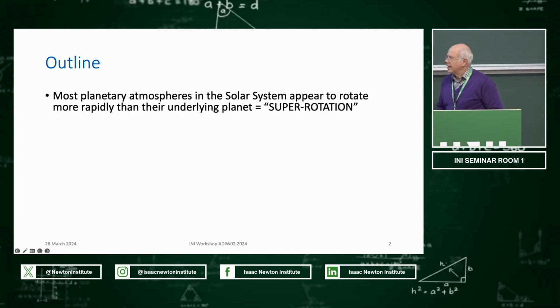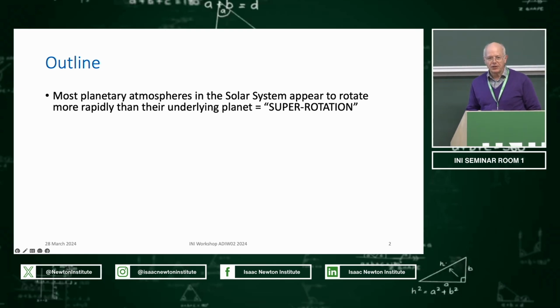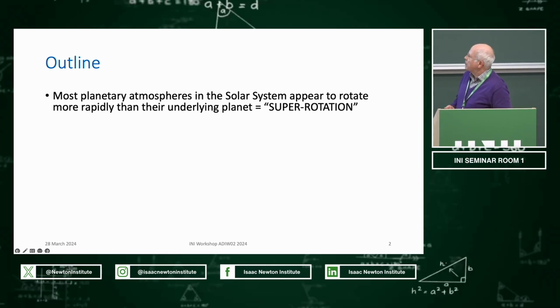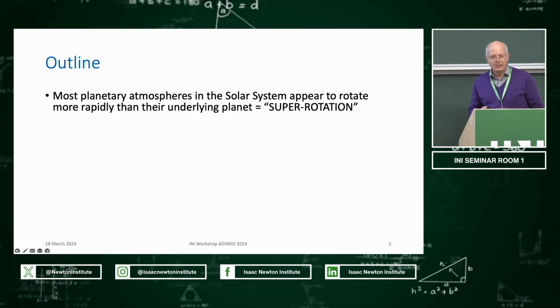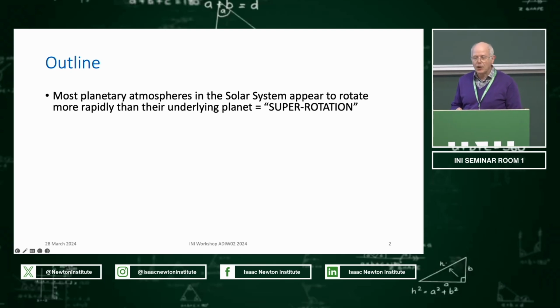Okay, so it arises from this empirical observation that we see that most planetary atmospheres in the solar system appear on average to rotate faster than the underlying planet. And that's why we use the term superrotation. I'll say a little bit more about how we know this and what it actually means. But it is nonetheless a kind of intriguing property that we observe in most, but not all, planetary atmospheres, at least within the solar system, where we can actually make serious measurements of them.